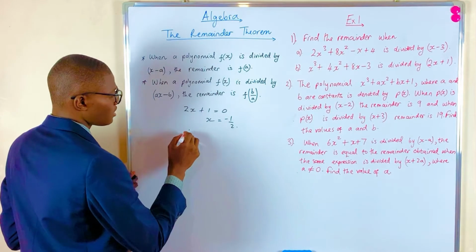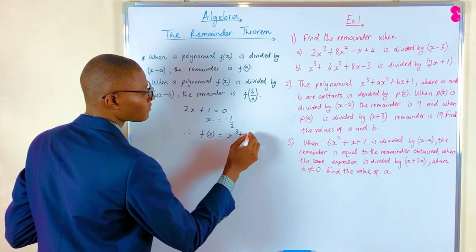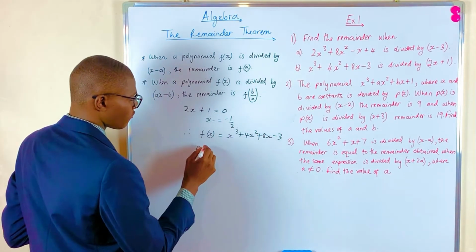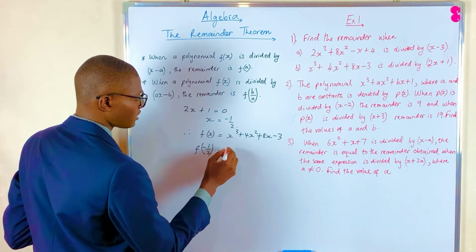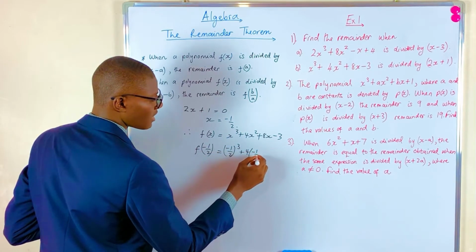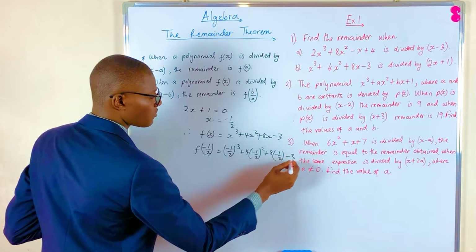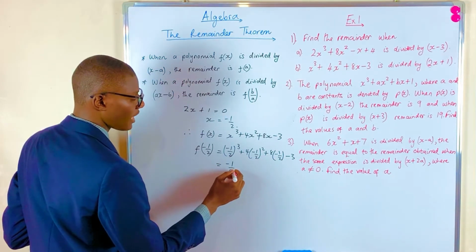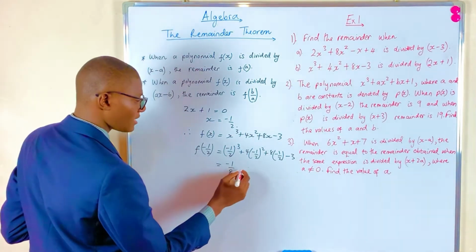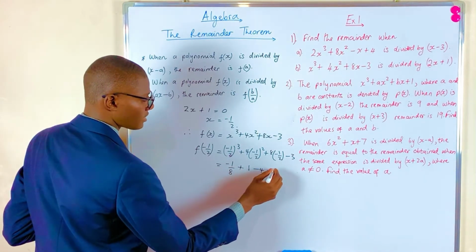x will be minus 1 over 2, such that if f of x is equal to x to the power of 3 plus 4x squared plus 8x minus 3, then f of minus half should give us the remainder, which is minus half to the power of 3 plus 4 times minus half squared, then plus 8 times minus half, then minus 3. And this will be minus 1 over 8, plus 1, right? And minus 4 minus 3.